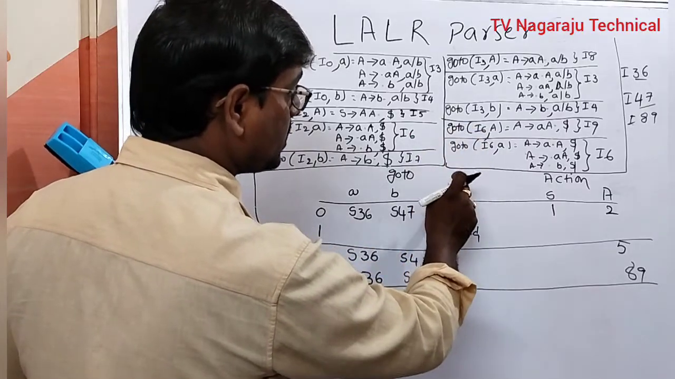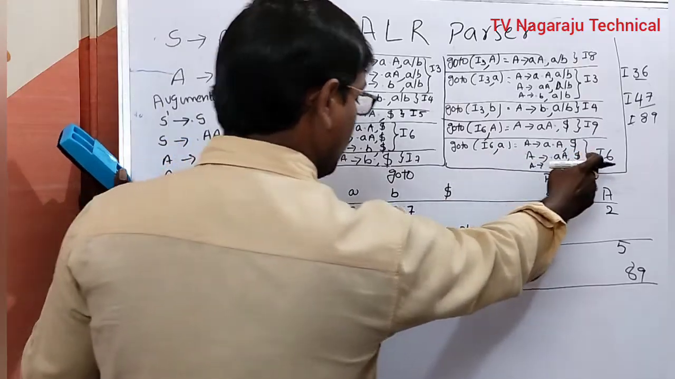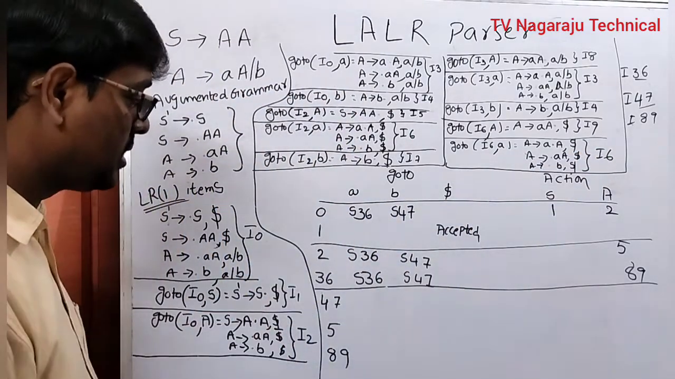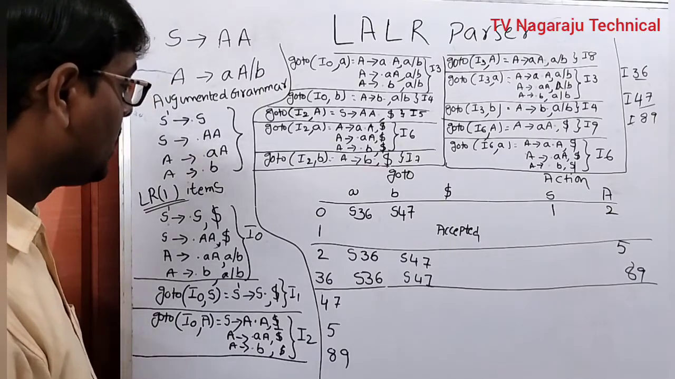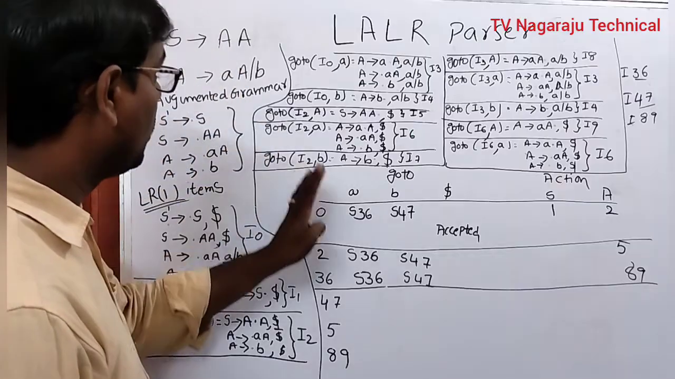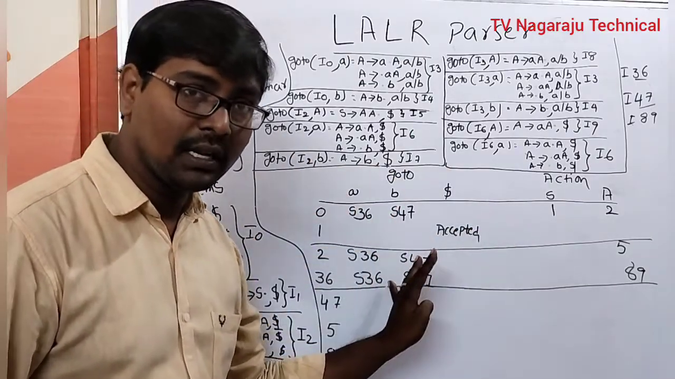Now, is there anything else? I6 on small a move to S6. That is already completed. Why? We are merging 3 and 6 as a single unit. Now, any others available? No. Now my shift part is completed.